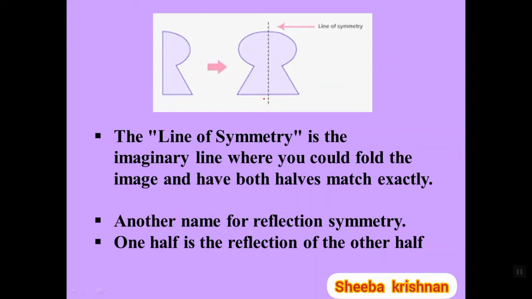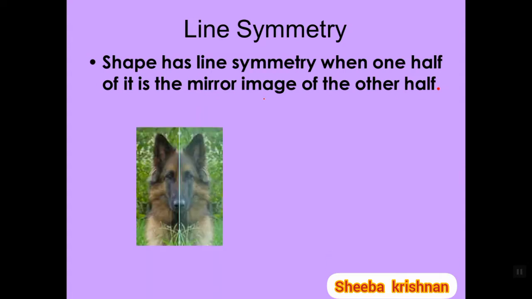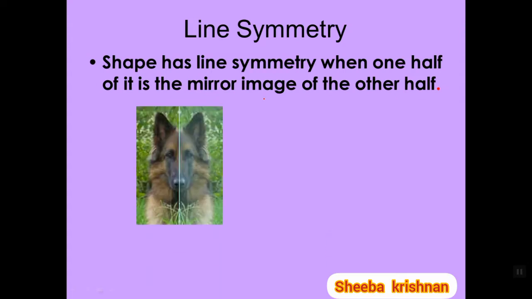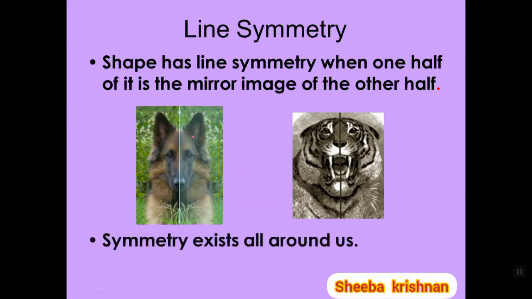It is also known as reflection symmetry. One half is the reflection of the other half. A shape has line symmetry when one half of it is the mirror image of the other half. Look at this image. One half is exactly the mirror image of the other half. And here also. Symmetry exists all around us.